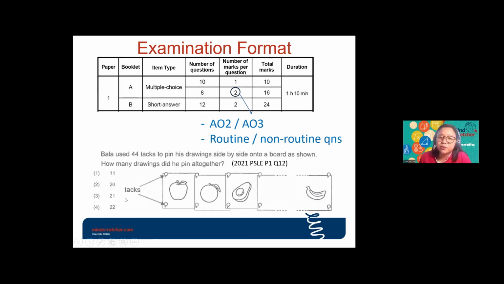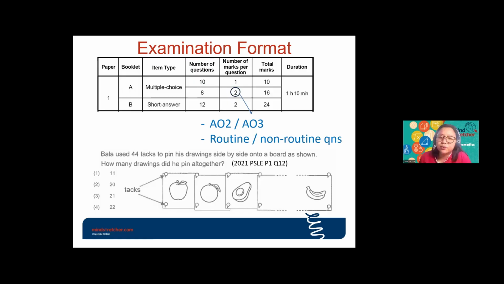Here's an example. Bala used 44 tags to pin his drawings side by side. How many drawings did he pin altogether? So this one can actually be solved by using gaps and intervals. But it is not so straightforward. It's not the usual way they ask a gaps and intervals question. This was actually a non-routine type of question that came out in 2021. It's an MCQ question. It was a 2 mark question.